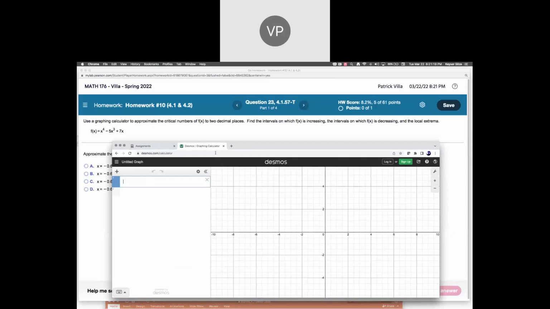So, graph this function right here. We have f of x. And you don't even need to put the f of x. You can just go with the actual function right there. Minus 5x to the third plus 7x.